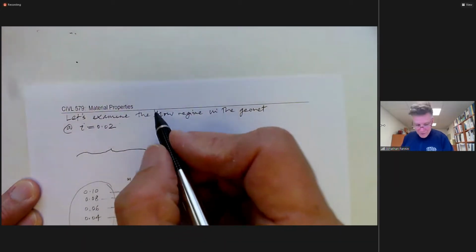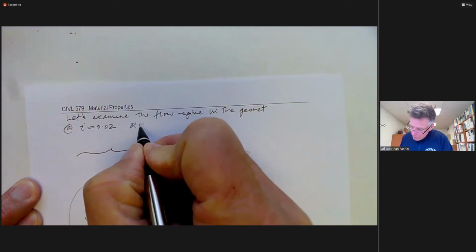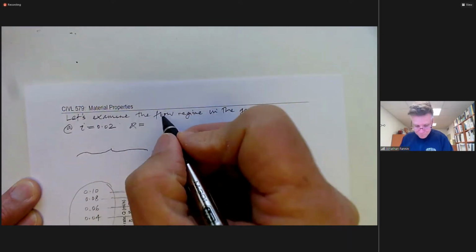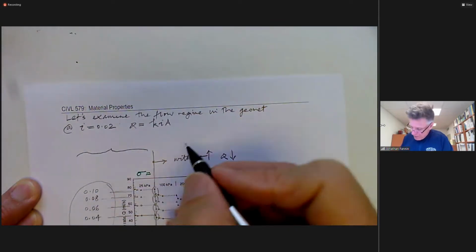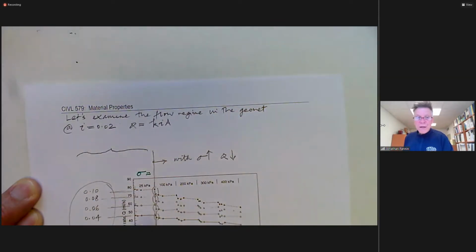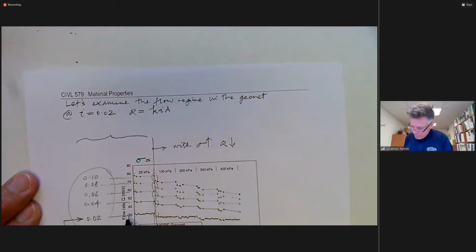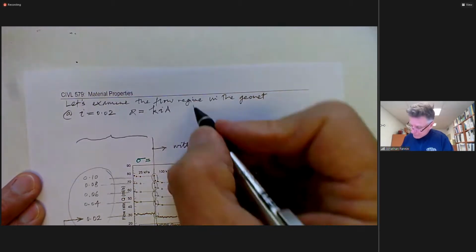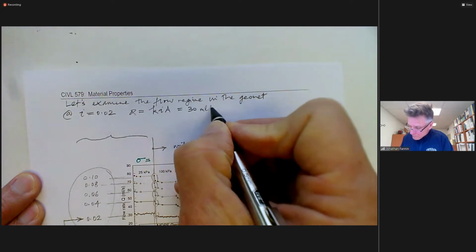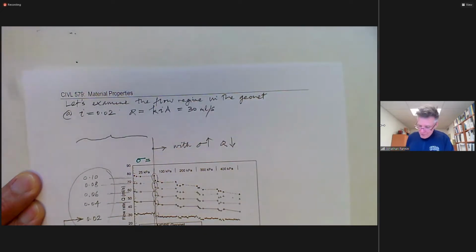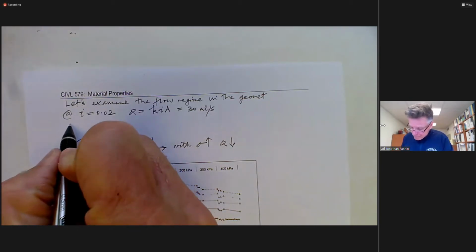Then we can say Q is equal to KIA if we were to look at it as Darcian flow. And what is that flow rate? That flow rate is about 30 milliliters per second. Let's look at 0.06.